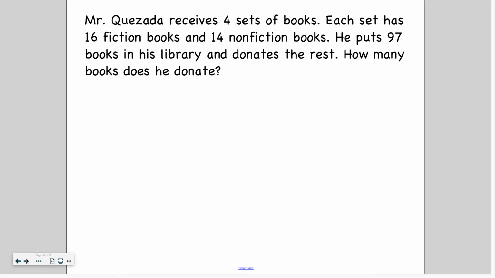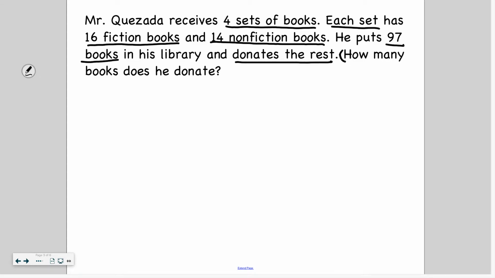So I'm going to model this first one. Mr. Quesada receives 4 sets of books. Each set has 16 fiction books and 14 nonfiction books. He puts 97 books in his library and donates the rest. How many books does he donate?